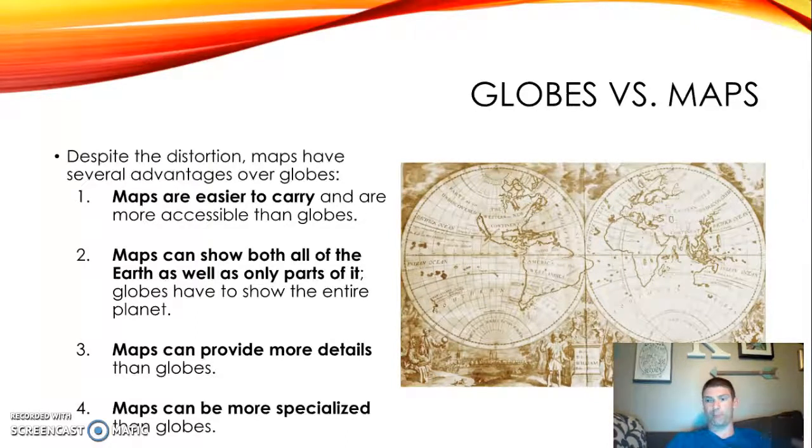You might have maps that show population. You might have maps that show where resources are at. So it can do a lot of different things. It doesn't have to just show cities, countries, and so on. So maps can be very specialized. And they're also, I think I already said that they're easier to carry, but they're just smaller.